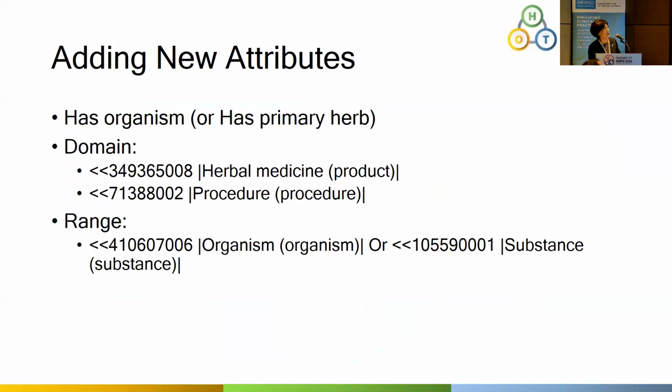So I'm just suggesting that we add a new attribute to describe that relationship. The name of the attribute, a temporary naming, could be "has organism" or "has primary herb." Domains could be any concept under herbal medicine or any concept under procedure used in traditional Korean medicine. Range should be concept belonging to the organism hierarchy. I think that's my last slide.